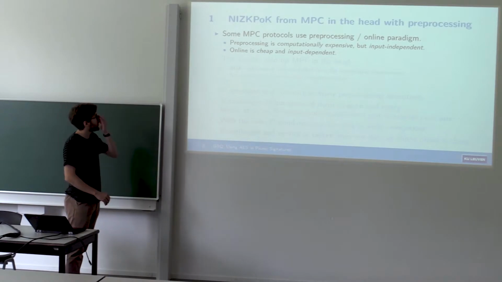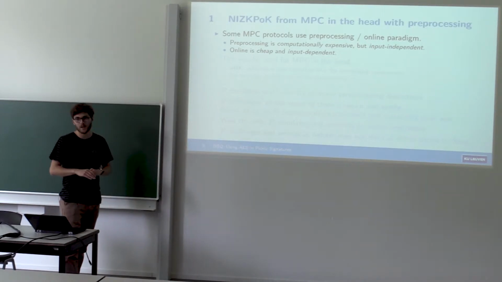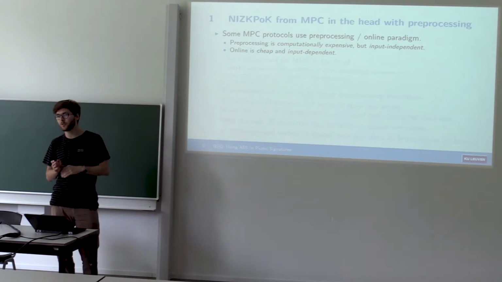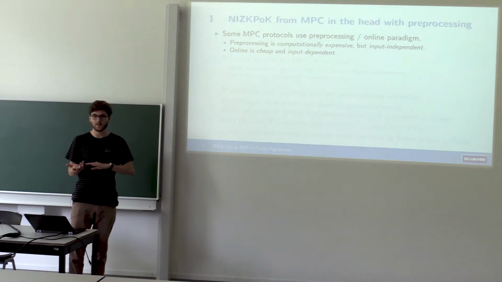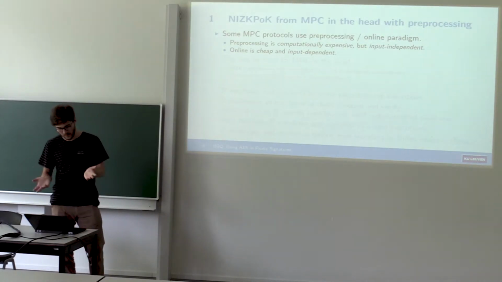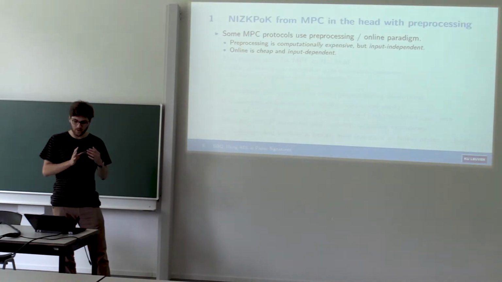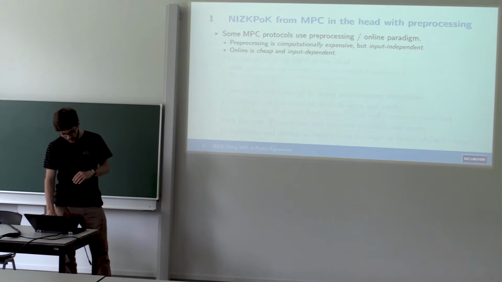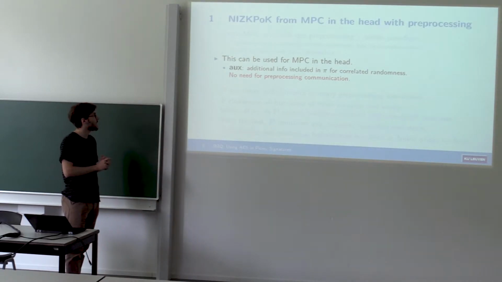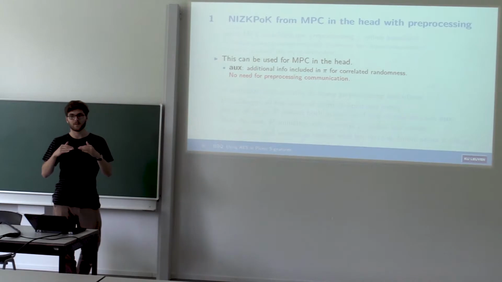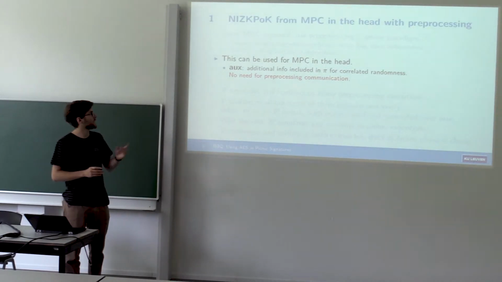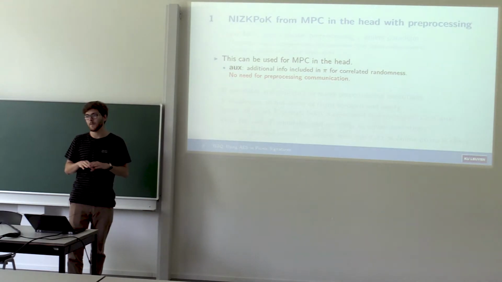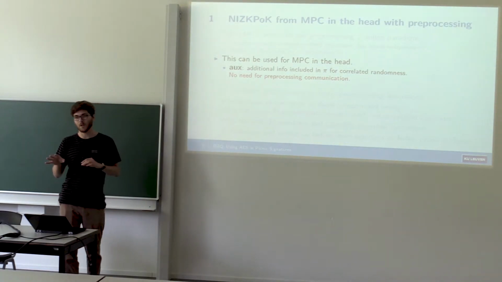So then the pre-processing part, that's because of the underlying MPC protocol. So some MPC protocols use pre-processing and online phase. The pre-processing is expensive but input independent, so it's just randomness and correlated randomness, whereas online is quite cheap but input dependent. So this can be used for the MPC in the head, but what we have to do is during the pre-processing phase, they're going to generate correlated randomness. So they're going to multiply 2 random values to obtain their product, for example. And the thing is, that product cannot be generated from seed.